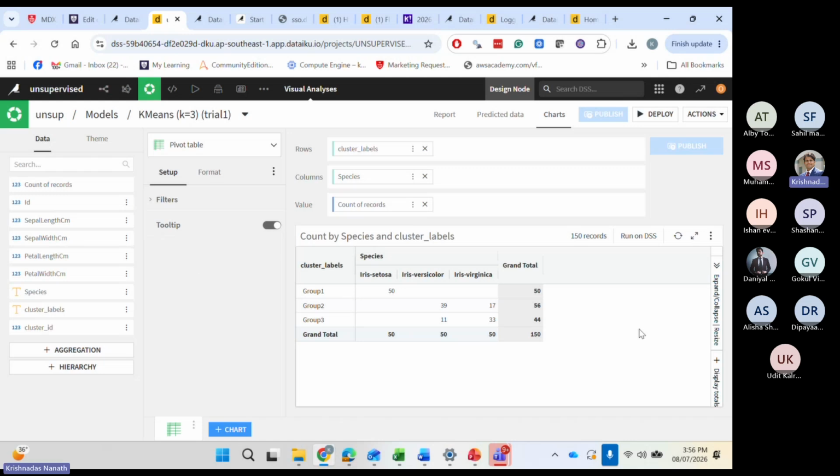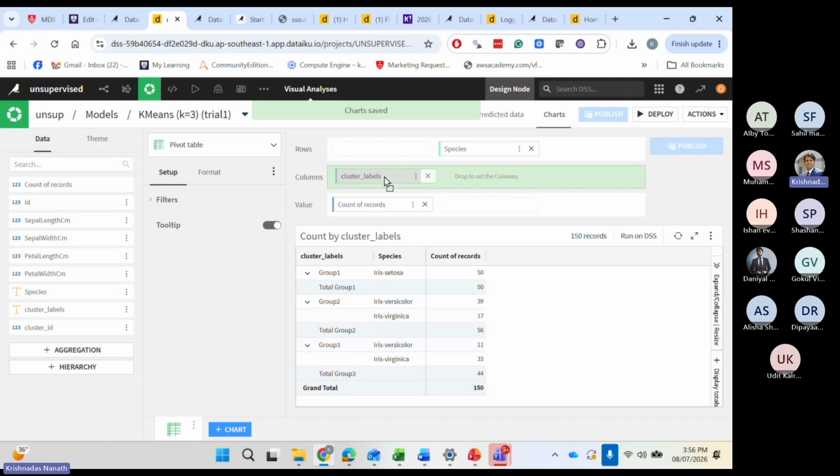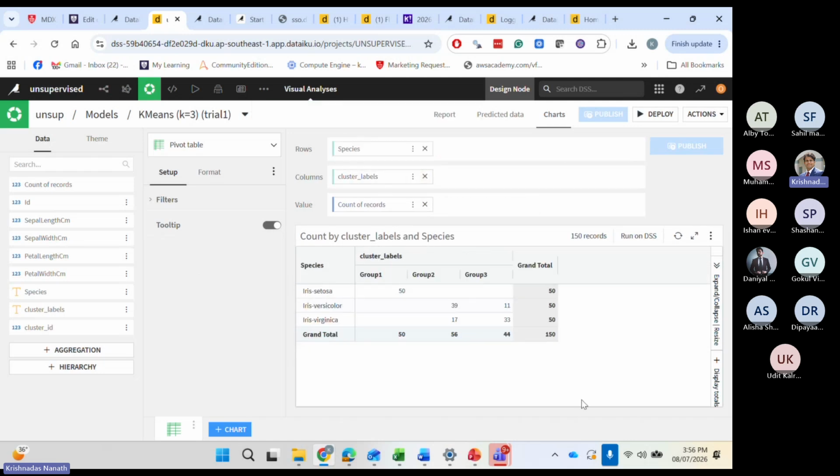Let's try this. Actually, we can reverse it. If we reverse, it will be much better interpretation. Let me put species in rows and cluster in columns. That gives me a much better idea. So I've just swapped the rows and columns and look at this mind-blowing thing. In Setosa, there were a total of 50 flowers, and all 50 of them got clubbed into group 1. Massive, massive win for the algorithm.